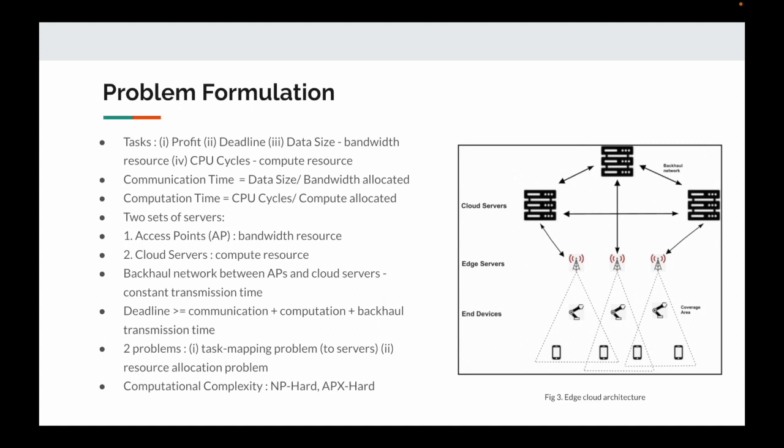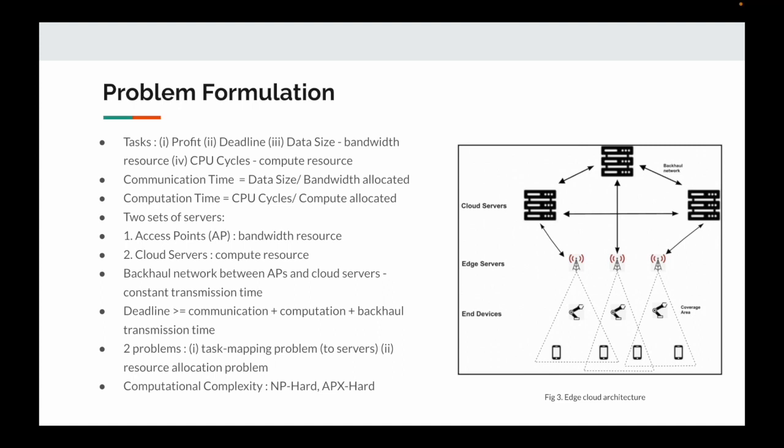So essentially, the total time to process a task is split between communication time and computation time. Communication time is given by the data size of the task divided by the bandwidth allocated to it, and computation time is given by CPU cycles of the task divided by the compute resource allocated to it. Once a task is offloaded to an access point, it is then sent through the backhaul network to the cloud server to be processed.